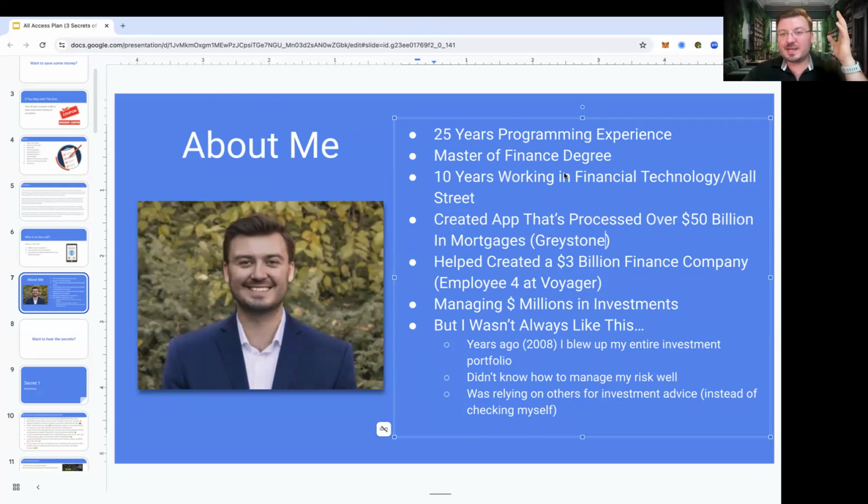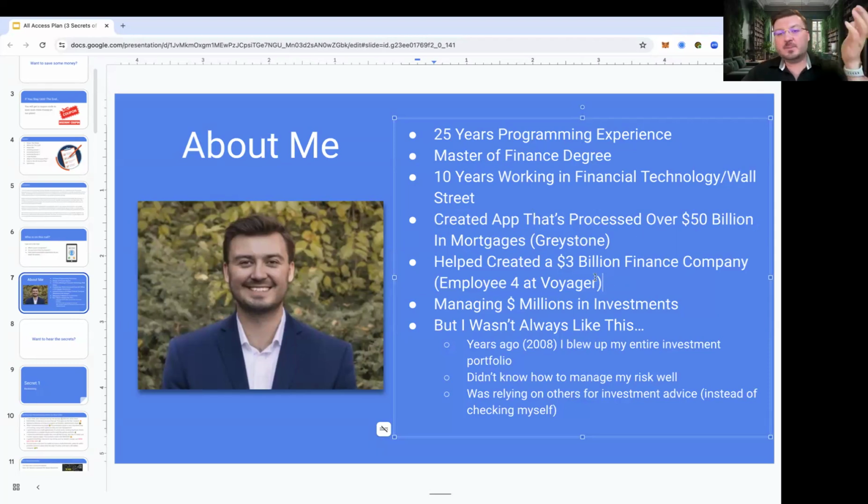Where was I? Yeah, so I've been working in financial technology and on Wall Street for over the past decade, including one company called Greystone, where I worked for essentially the CEO. He's a multi-billionaire. Learned a lot from these guys. I put together their software team to basically do corporate mortgages or commercial mortgages. And to date, the app that my team created probably has done around 50 billion, maybe $100 billion in mortgages at this point.